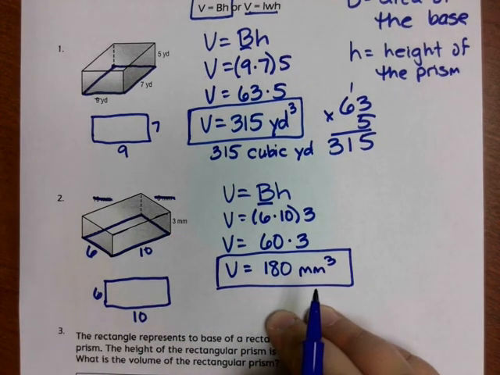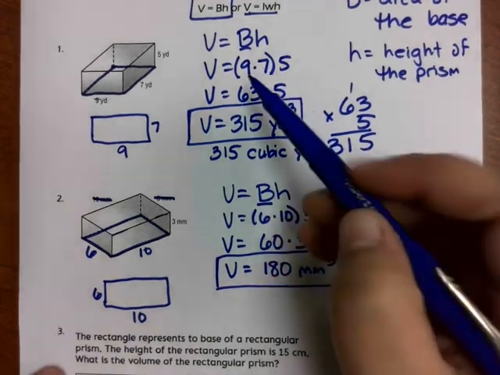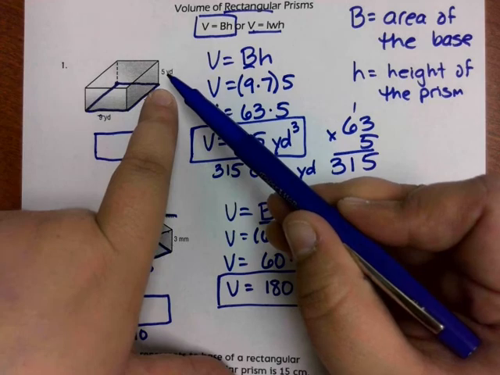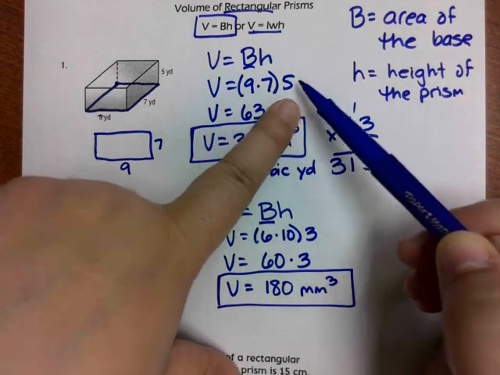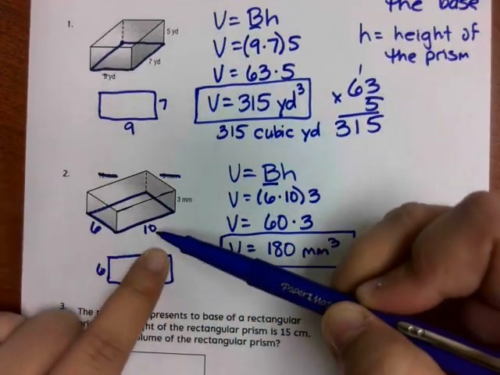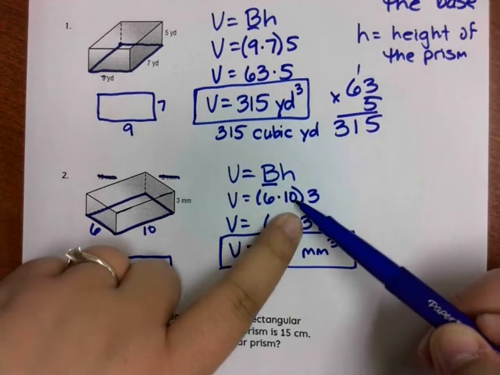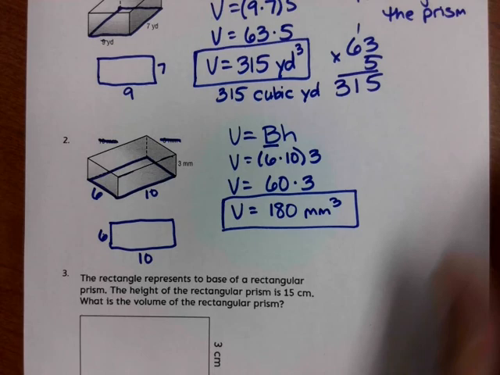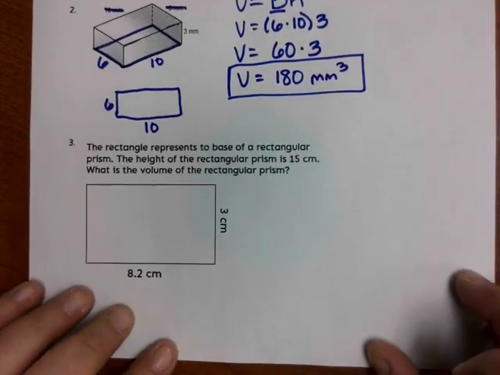So remember, guys, on volume, we're doing basically one thing. We're multiplying the 3 numbers that we see. My 3 numbers were 9, 7, and 5. 9 times 7 times 5. My 3 numbers were 6, 10, and 3. 6 times 10 times 3. We're always multiplying 3 numbers together. All right, and then the last one.